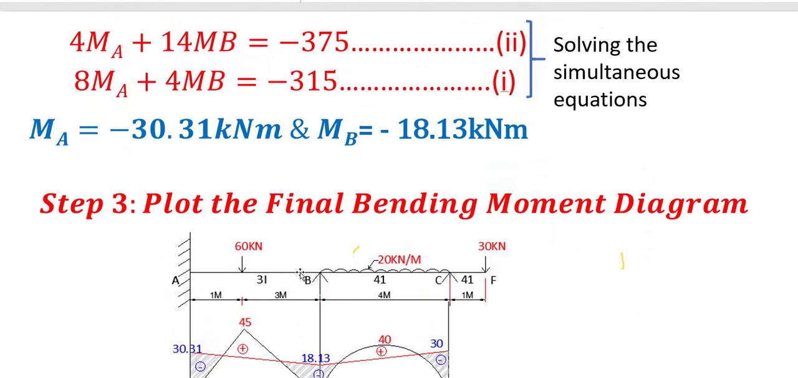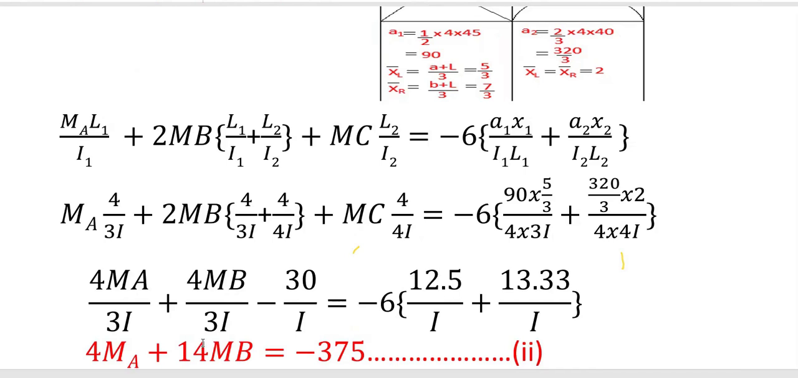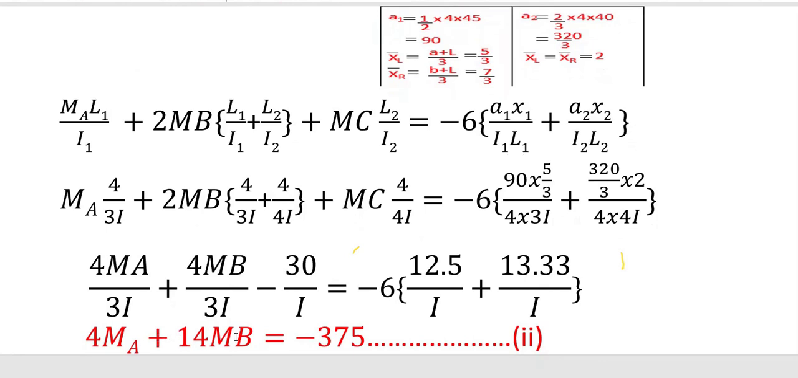So this is what I was saying. If you simplify it, you'll get this answer. And if you simplify it further now, you'll get our second equation, 4MA plus 14MB is equals to negative 375. In case you don't know how I've gotten this, I advise you consult your mathematics teacher. I'm a civil engineer, not a mathematics teacher, but anyway, you can go back to your mathematics teacher. It's basically algebra, very easy stuff.